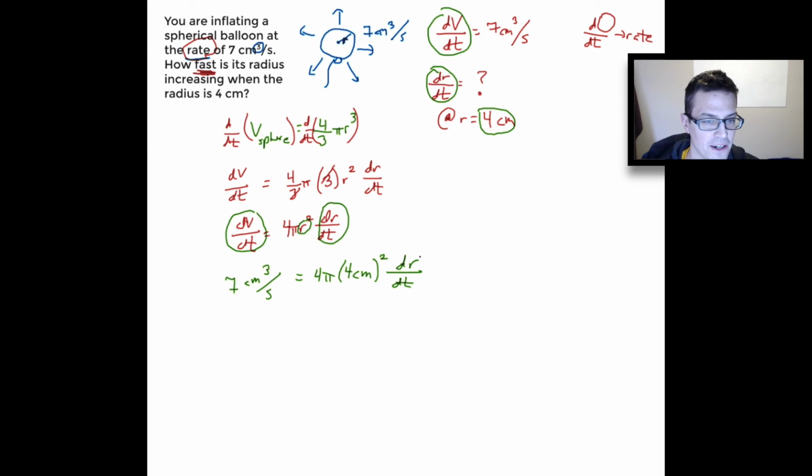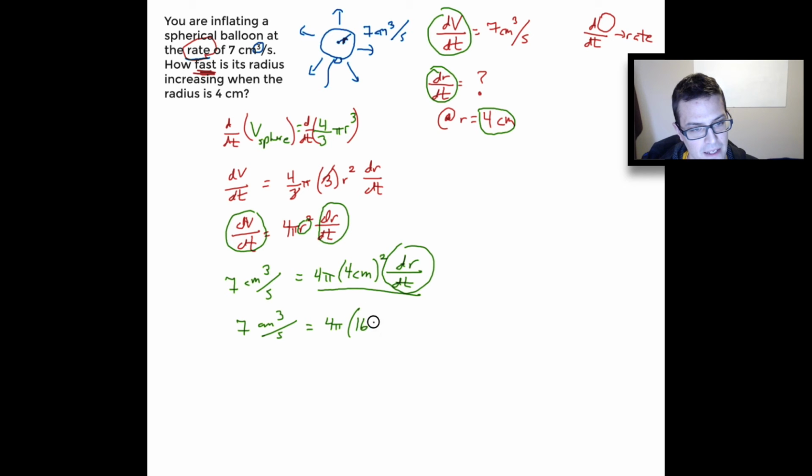Now from here, I need to solve for this dr over dt. So we need to get rid of this whole thing right here. I'm basically going to be dividing both sides by what this is. But first what I'm going to do is simplify this. So I'm going to rewrite it really quickly. This right here is going to be 4 squared, so it'll be 16 square centimeters. I'm going to write that in there, 16 square centimeters, dr over dt.